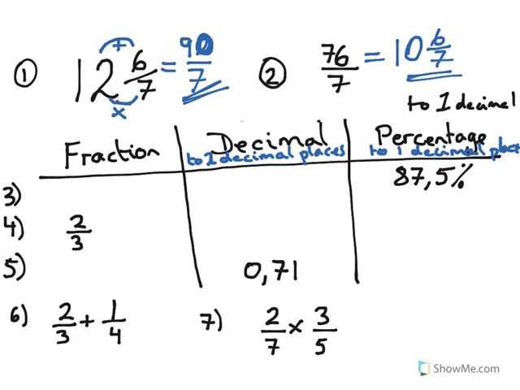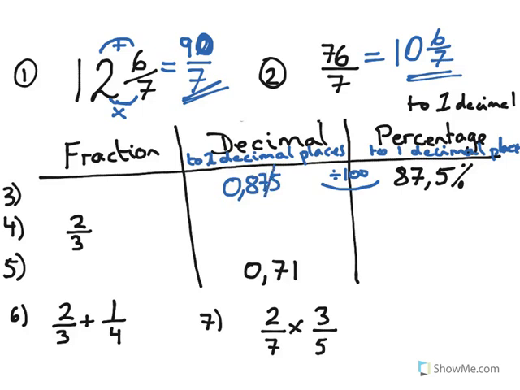Now we have some fraction percentage decimal conversions. To go from 87.5% back to the decimal form, we divide by 100, which will give us the decimal form of 0.875. But it says here that we have to round off all our decimals to 2 decimal places.